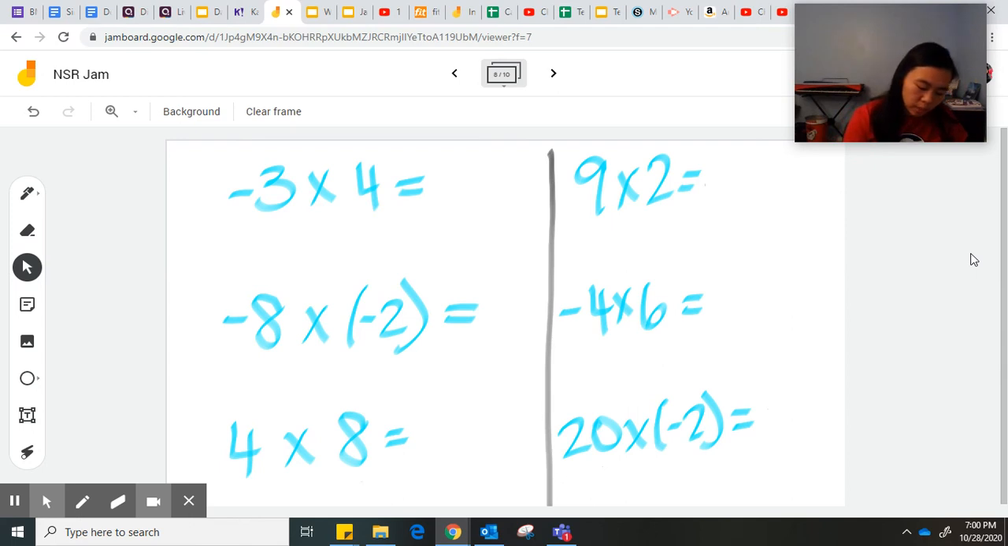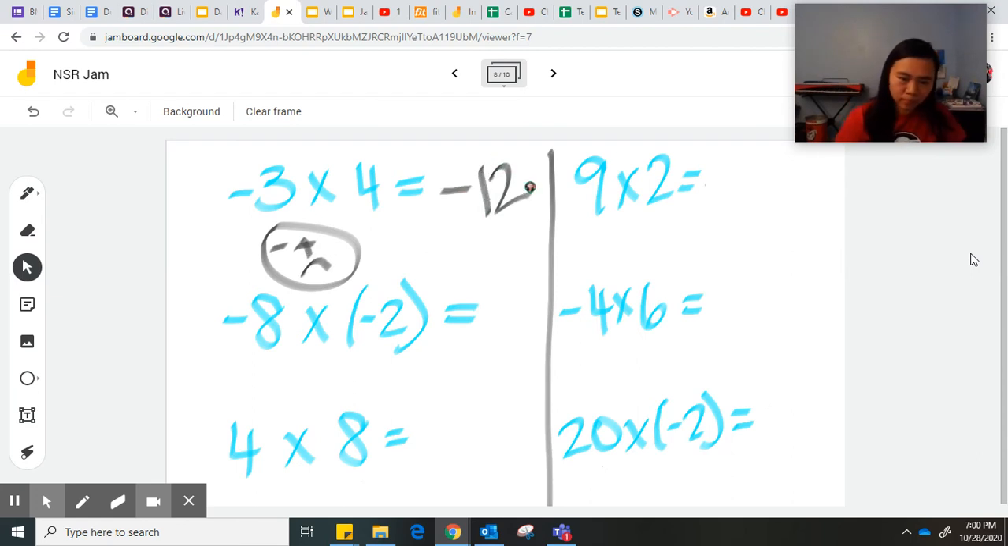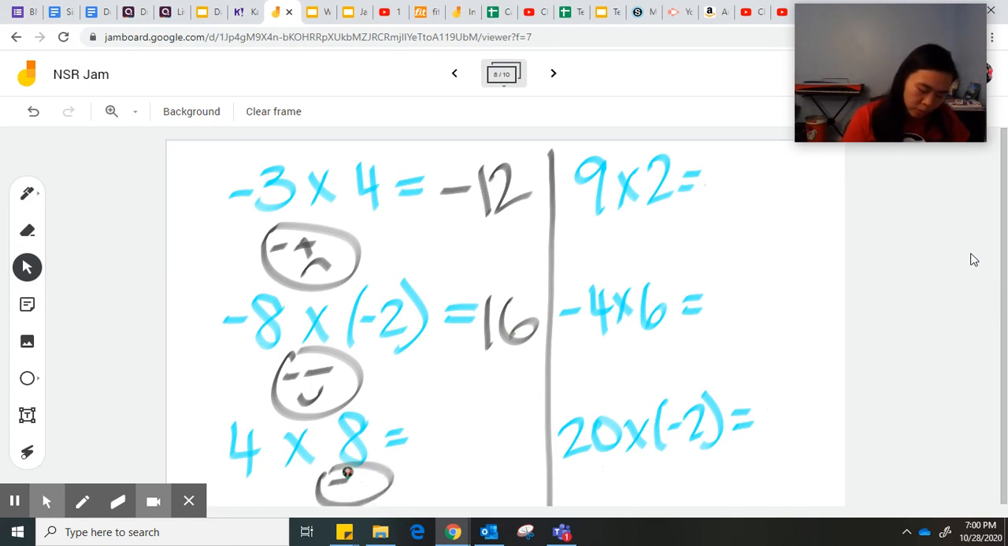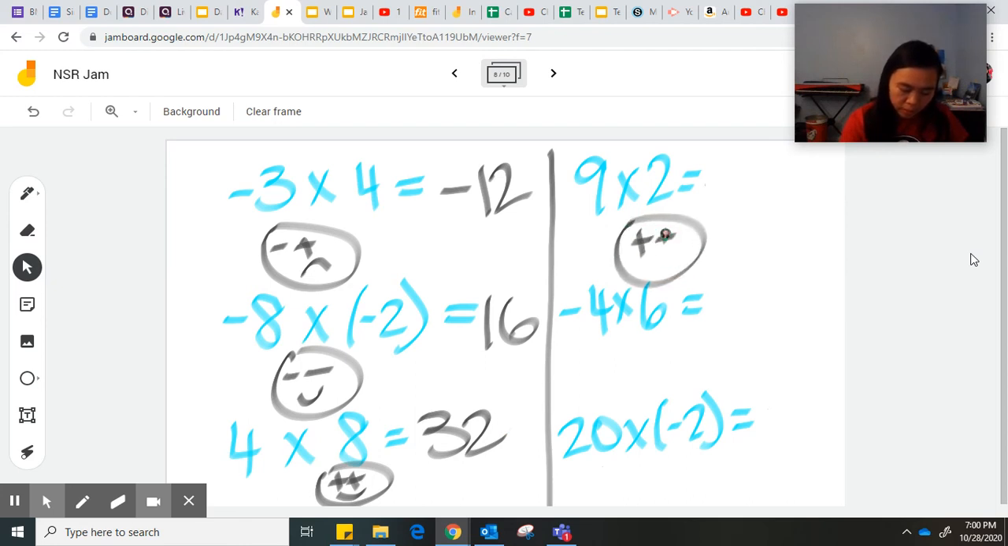This first one, negative 3 times 4, negative 3, positive 4. Our answer is going to be negative, and I know 3 times 4 is 12, so it's going to be negative 12. Our next one, negative 8 times negative 2. Our eyes match, it's going to be a positive number, 8 times 2 is 16, positive 16. Okay, 4 times 8. We know they're just two positives, so it's going to be smiling. Just a positive 32. Let's keep going. Positive 9, positive 2. Just two positive numbers. Our answer is going to be positive as well, 18.